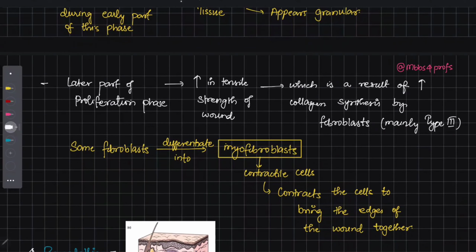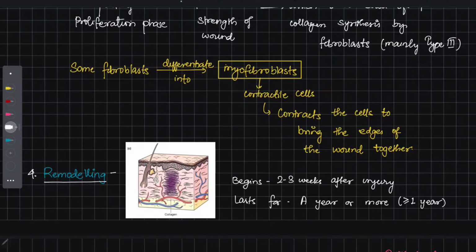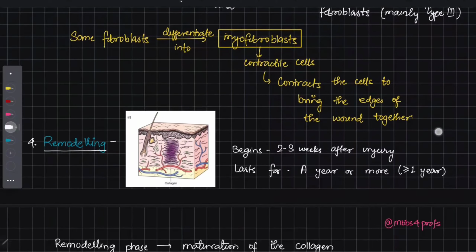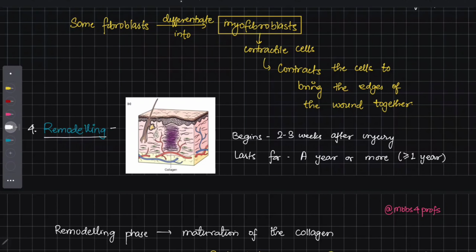The later part of the proliferation phase causes an increase in tensile strength of the wound, which is the result of increased collagen synthesis by fibroblasts, mainly type 3. Some fibroblasts differentiate into myofibroblasts, which are contractile cells. When these cells contract, they bring the edges of the wound together, which helps in the closing of the wound.